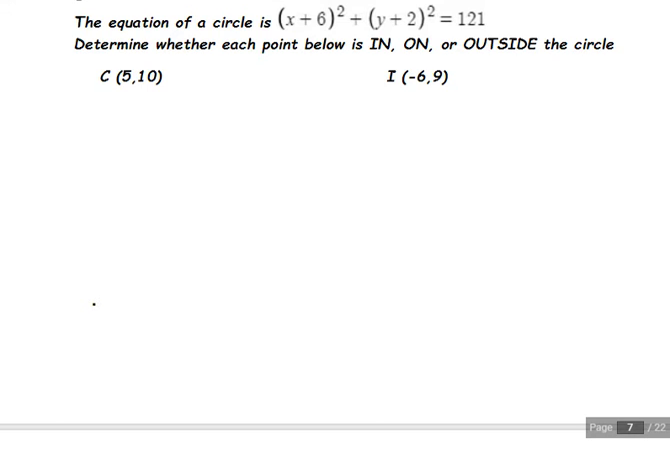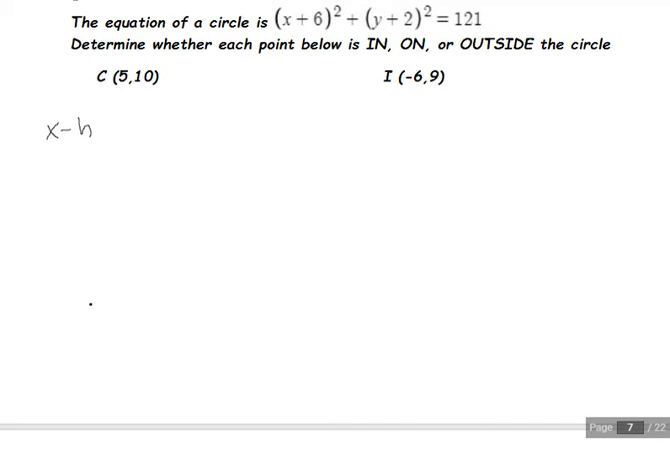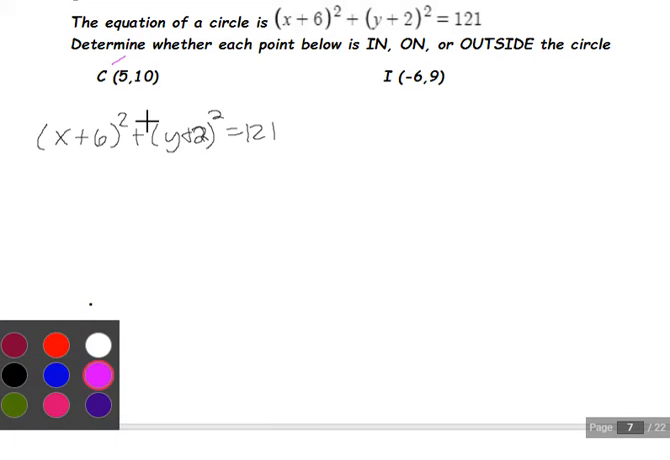Okay, so, oops. I want an eraser. Give me the eraser machine. There we go. Okay. So we'll start with the equation. X plus 6, y plus 2 is equal to 121. Okay, so we have our xy value.